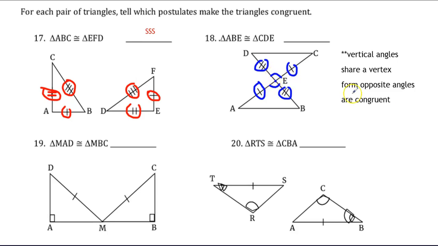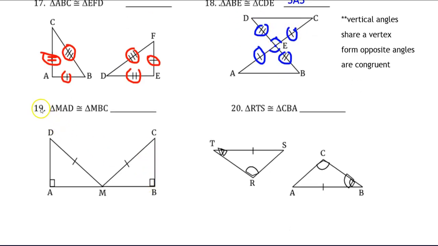These are opposite angles to each other, and they are congruent. So it looks like I have a pair of sides, and then a pair of angles, and a pair of sides. So this postulate is going to be side, angle, side. The angle is included, or between the 2 sides, I should say. So side, angle, side.